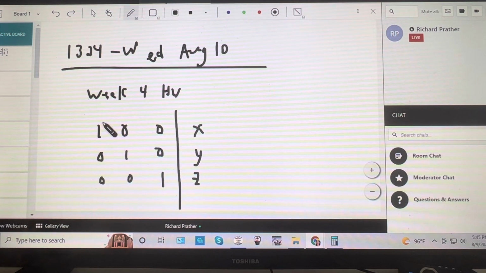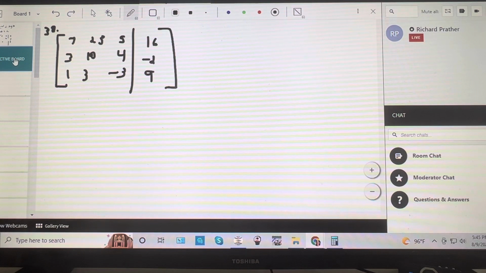So first goal is to try to get a 1 right here. Normally what you would do is if there's a 7 there right now, you can divide everything in this row by 7, because 7 divided by 7 will be a 1. Now, unfortunately, that often gets messy because you'll have 23 over 7, 5 over 7, 16 over 7, but sometimes you don't really have a choice.